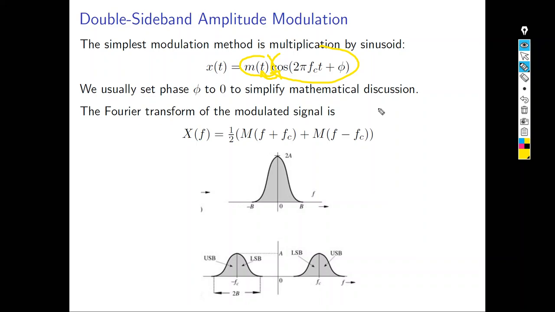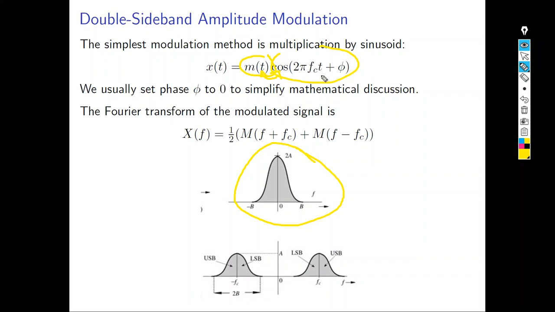We usually set phase to zero to simplify mathematical discussion and to understand how this modulation works, because in time domain it's very difficult to understand modulation. We go to the frequency domain. Assume this is your message signal, M of F, the Fourier transform of M of T. Now you multiply M of T by cosine 2 pi FC t, which is the carrier.